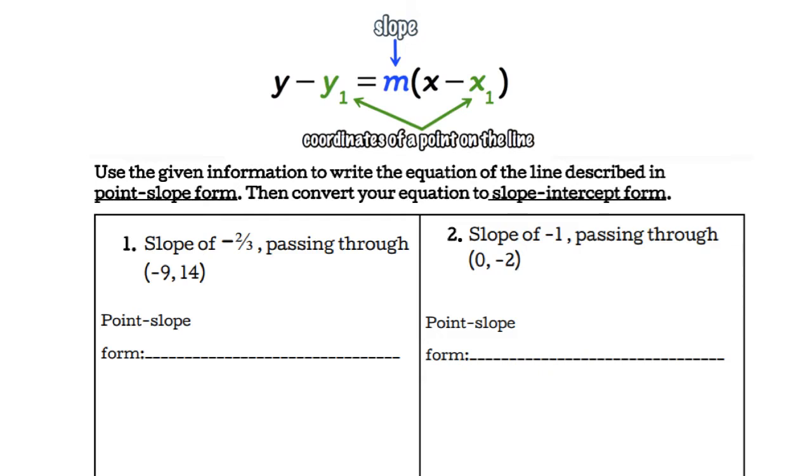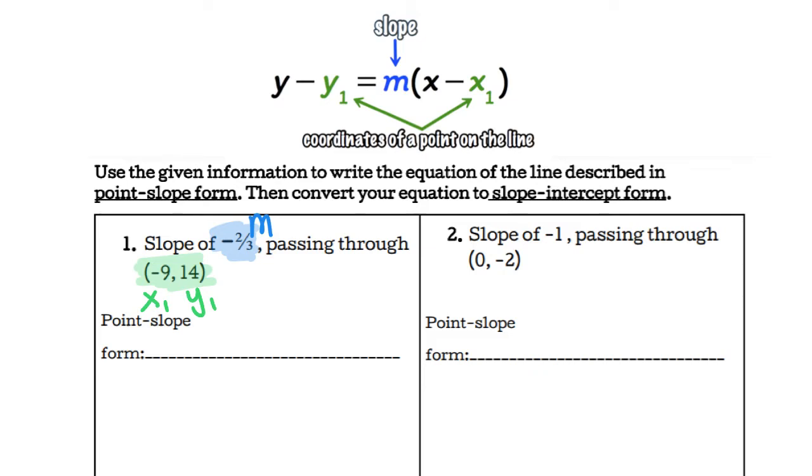So in example 1, they're going to tell me that the slope of my line is negative 2/3. So I'm going to write that as an m, just to remind myself that's our slope, and we'll plug it in for m in the formula. Now the line also passes through the point -9, 14, and that is going to be our x1 and y1 in the formula.